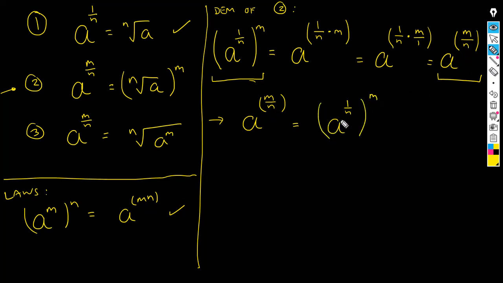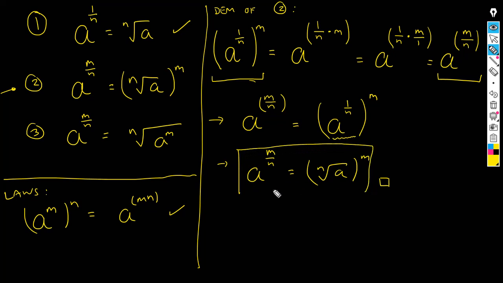to the m. Okay, but if you remember, this number inside the parentheses is nothing but the n root of a. So the proof is complete. The proof of number 2. Can you see? I have arrived at the same thing. So the proof is completed. Fine.